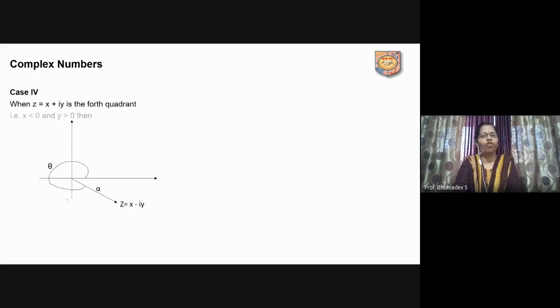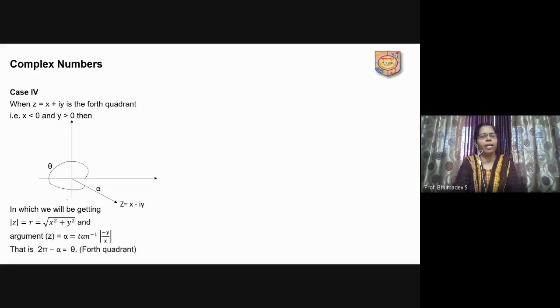Case 4, if z belongs to the fourth quadrant, the modulus will be the same, square root of x square plus y square, and alpha can be written as tan inverse of minus y by x. But 2 pi minus alpha you can write as theta.